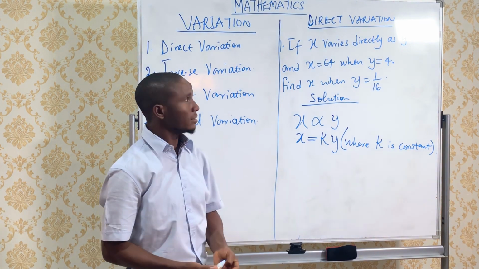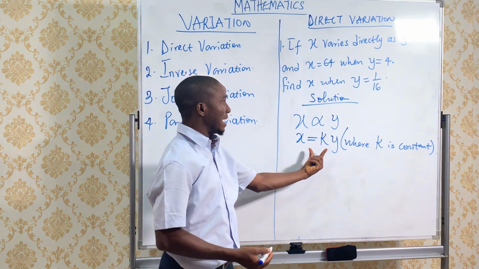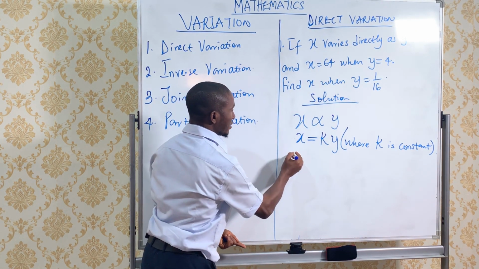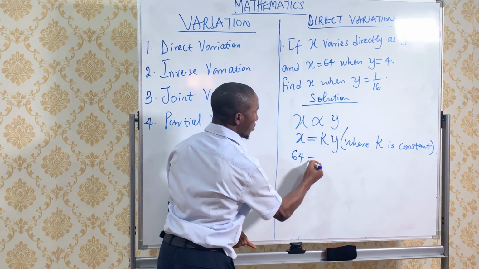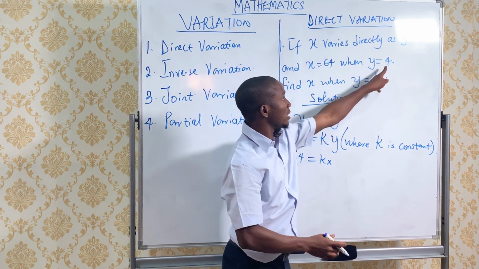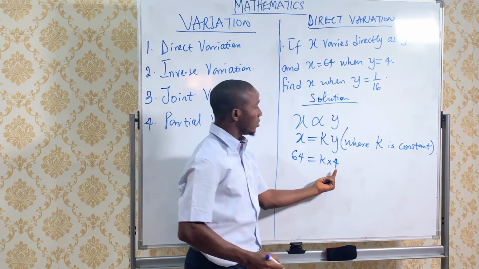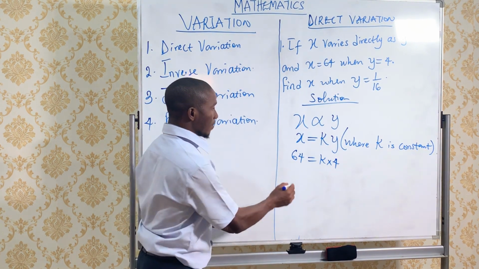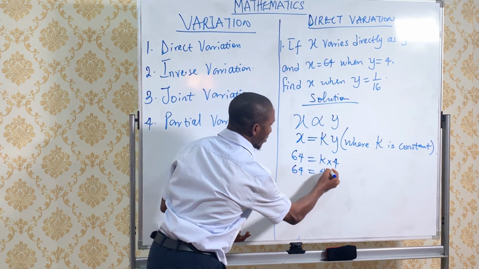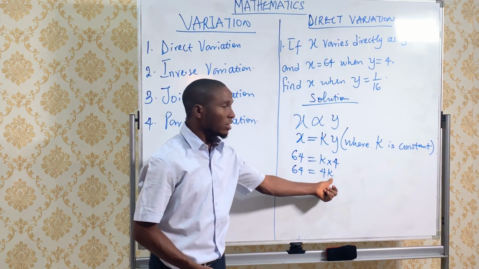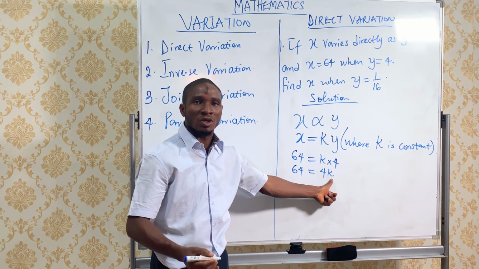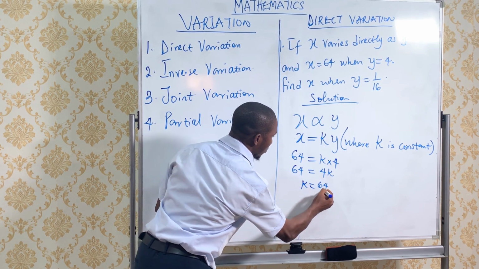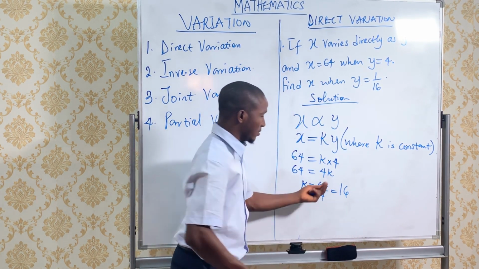Now, let's look at the question again. If x varies directly as y, and x equals 64, that is, when x is 64, y is 4. Y has been given to be 4. The constant has not yet been given. So from here, we can find the constant. We now have 64 equals 4k. We can find the constant by dividing both sides by the coefficient of the constant, which is 4. So k becomes 64 over 4, which will give us 16.